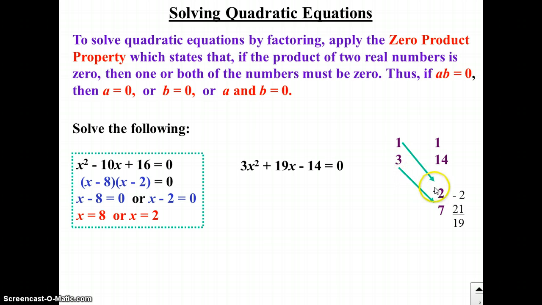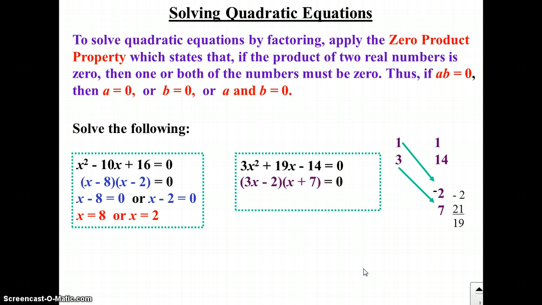And I'm going to use these numbers, 1 and 3 in the front of the bracket, negative 2 and 7 in the back of the bracket. I'm going to use those to factor the left side. So my factors should be 3x minus 2 times x plus 7 equals 0. You could use a method of decomposition to factor this trinomial. Whatever it takes, your job now is to be able to factor the left side of this equation.